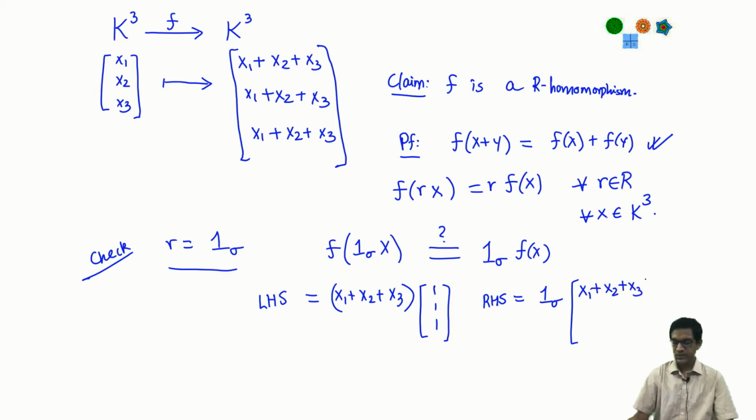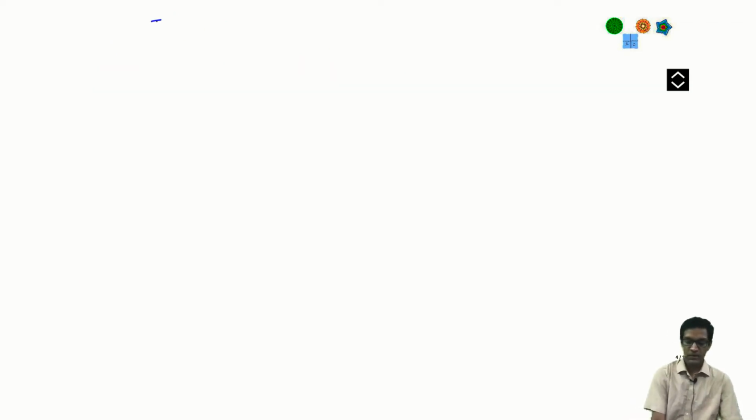x1 plus x2 plus x3, in each component. Now what does 1 sigma do to this vector? Well, it again permutes the three components, but all 3 are equal to each other. So when I permute the 3, I don't get anything new, I just get the same answer again. Because the 3 components are the same, it's just x1 plus x2 plus x3 on each component.